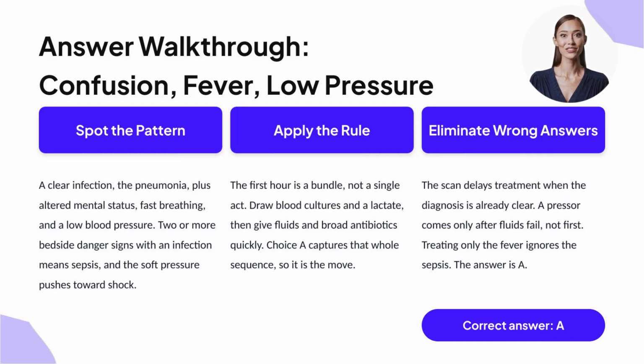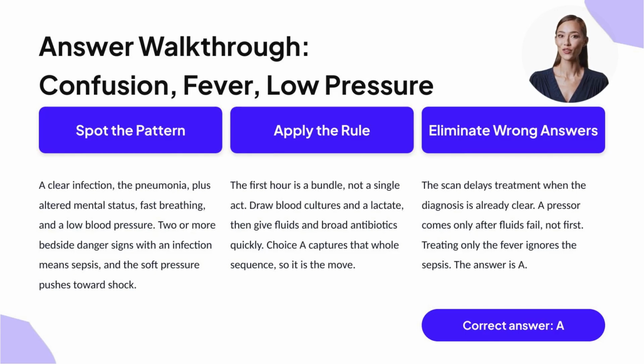Spot the pattern first. We have a clear infection, the new pneumonia, and we have several danger signs at the bedside, namely altered mental status, fast breathing, and a low blood pressure. When you see 2 or more of those bedside danger signs along with an infection, you are looking at sepsis, and that soft blood pressure is pushing towards shock. Now apply the rule. The first hour of sepsis care is a bundle, not a single act. You draw blood cultures and a lactate, and then you give fluids and broad antibiotics quickly. Choice A captures that entire opening sequence, so it is the move.